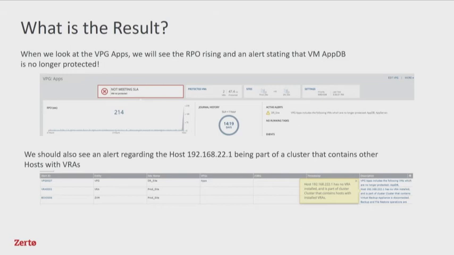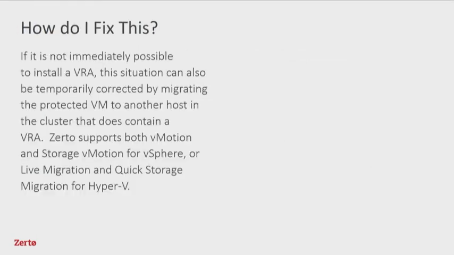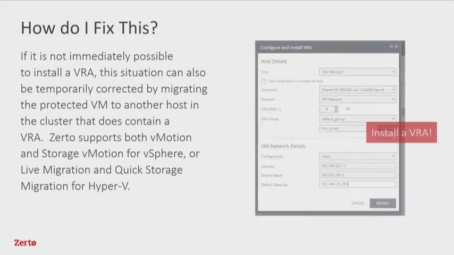Also, if you go into the monitoring tab within the Zerto interface, you will see this alert, which indicates that there is a host in the cluster that does not contain a VRA. This may have existed previously, but it may have been ignored before the VM was moved as part of that DRS operation. And then how do I fix this?